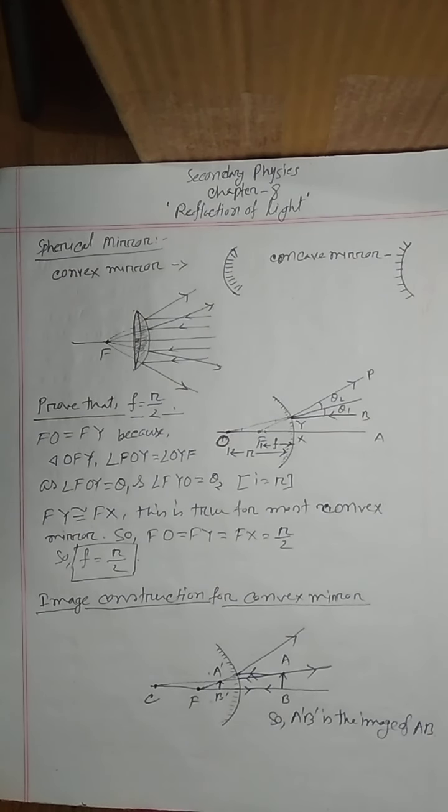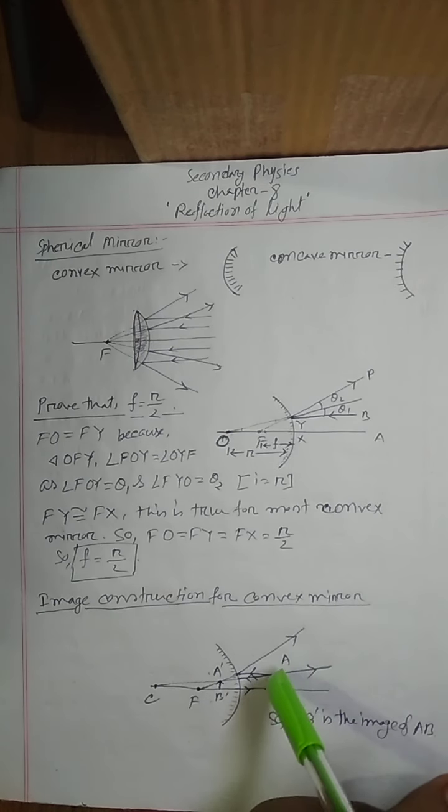It is clear that actually no light comes from XY. It just appears that the image is here. Hence, it is a virtual image from inside the mirror. So it's a virtual image.